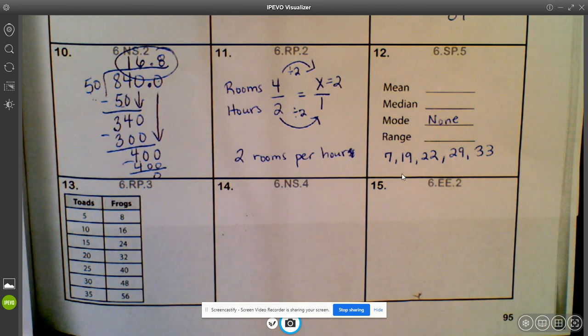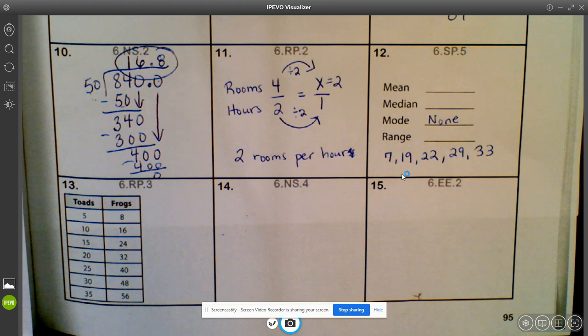Hang on, guys. I'm going to grab my cord real quick to plug this in. Sorry about that. I don't want to lose you in the middle of the lesson. So let me plug it in. There we go. Okay.